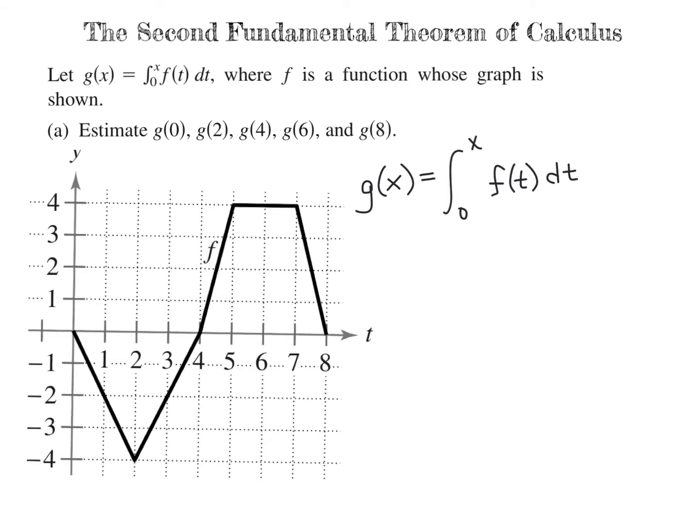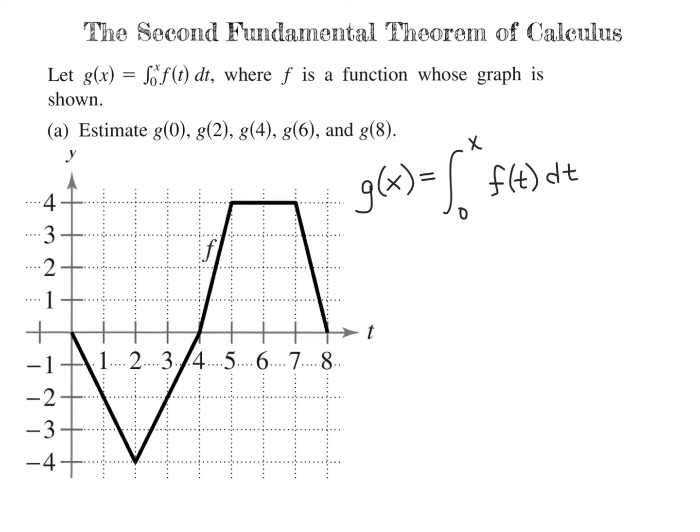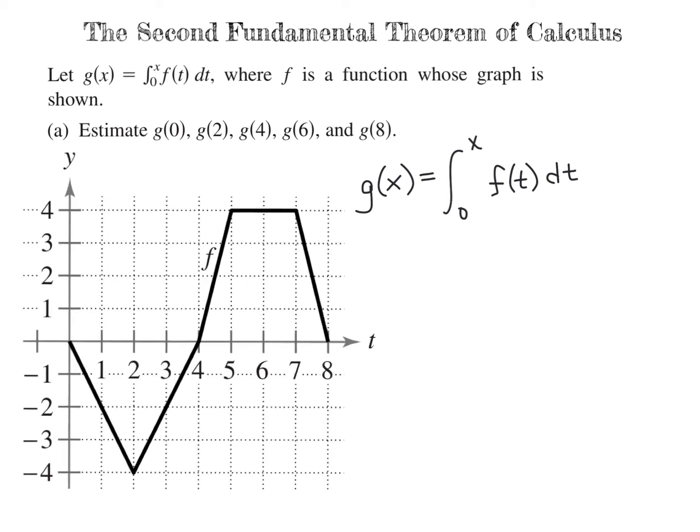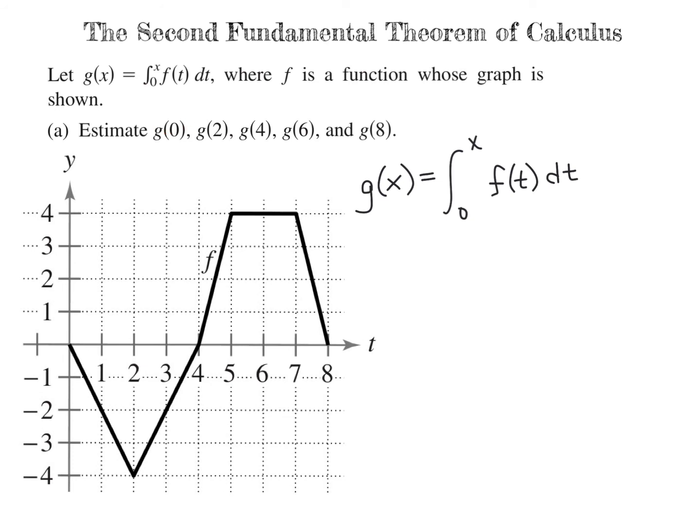Now we do have to recall that a definite integral between two x values represents the area from under or above the curve up to or down to the x-axis. Now remember, if that area is beneath the x-axis, it is a negative value. So if we take a look at estimating g of 0, let's see what that means.